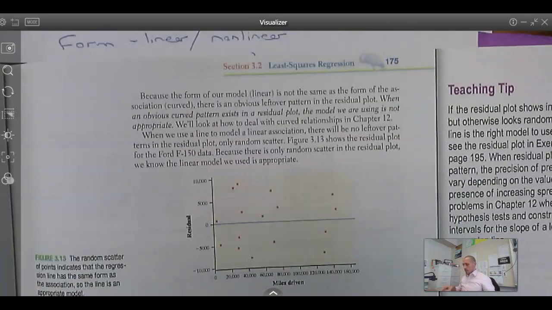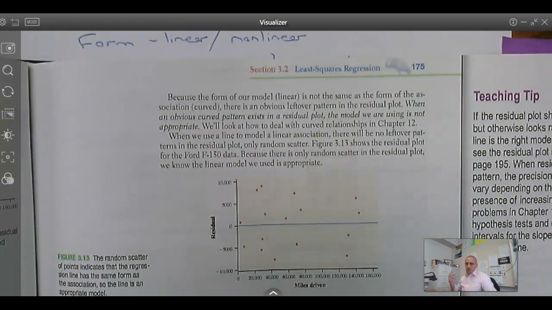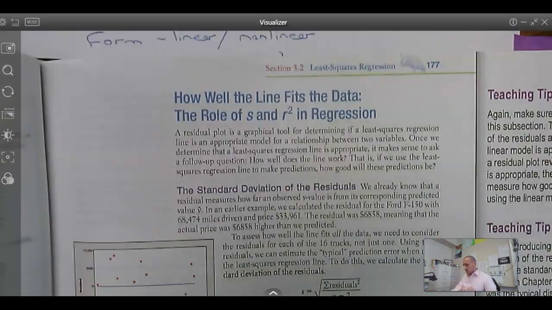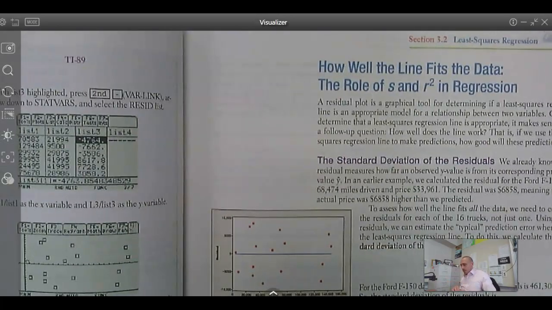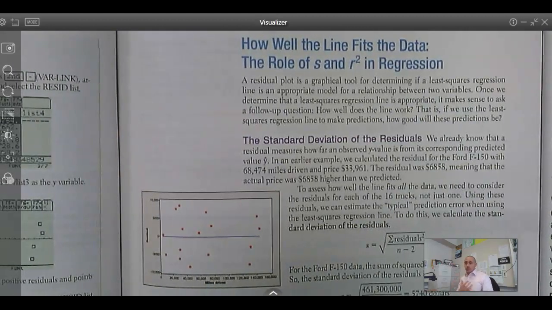All right. So here, not patterned. That's random scatter in the residual plot. Therefore, a linear model would be appropriate. All right. It talks about how to do a residual plot on the calculator. Then we jumped into this idea of how well does the line fit the data.